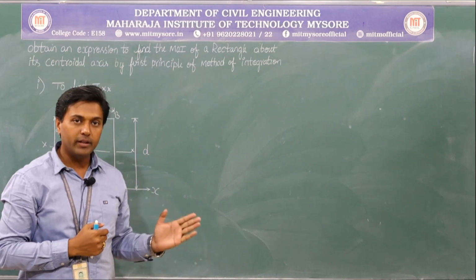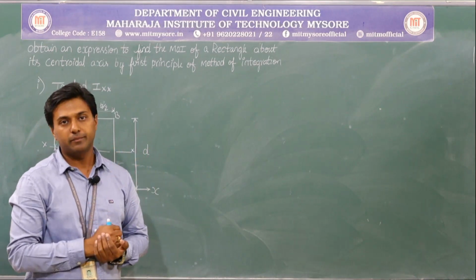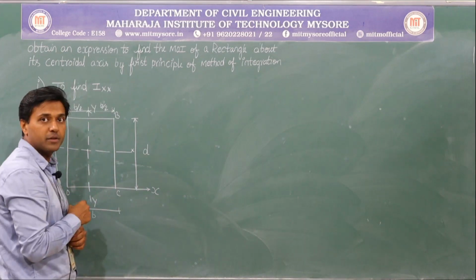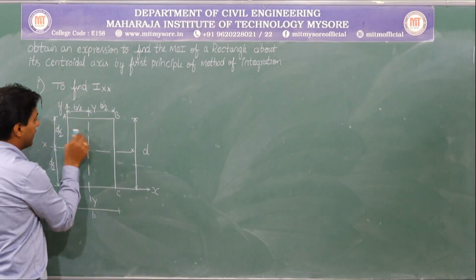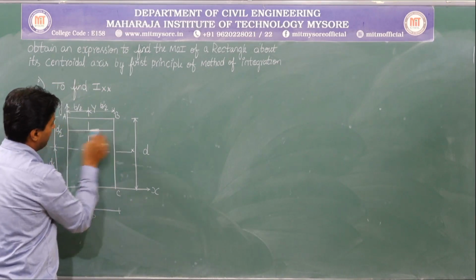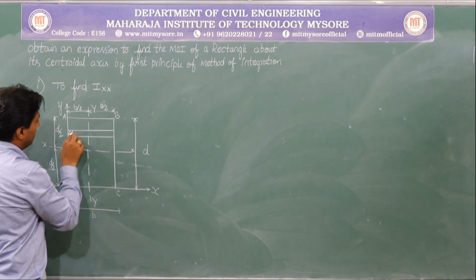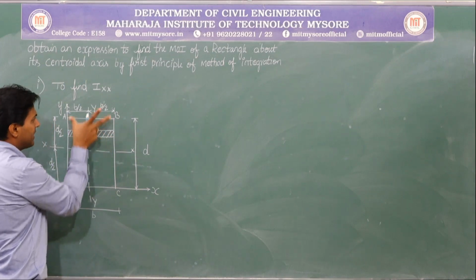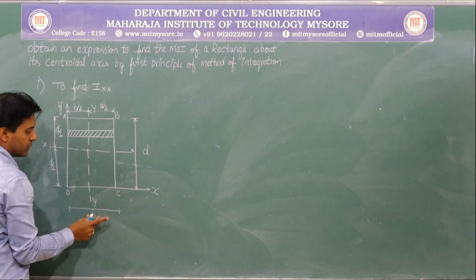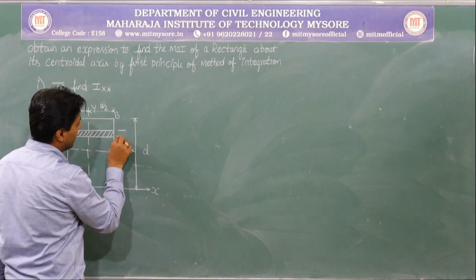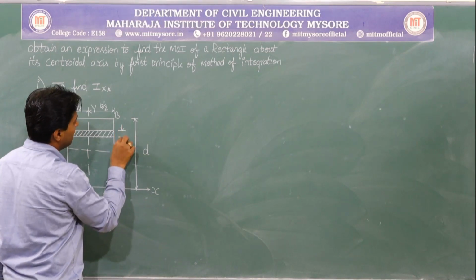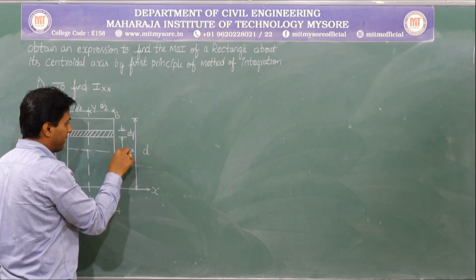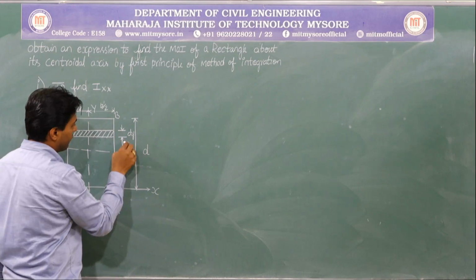Now everywhere it is the same thing. I will be going with the part to the whole concept. Observe here, I will be considering an elemental strip like this, whose width will be same as this width. That is B, and let me consider the thickness of that particular strip as dy. This particular strip is at a distance y from the centroidal x axis.